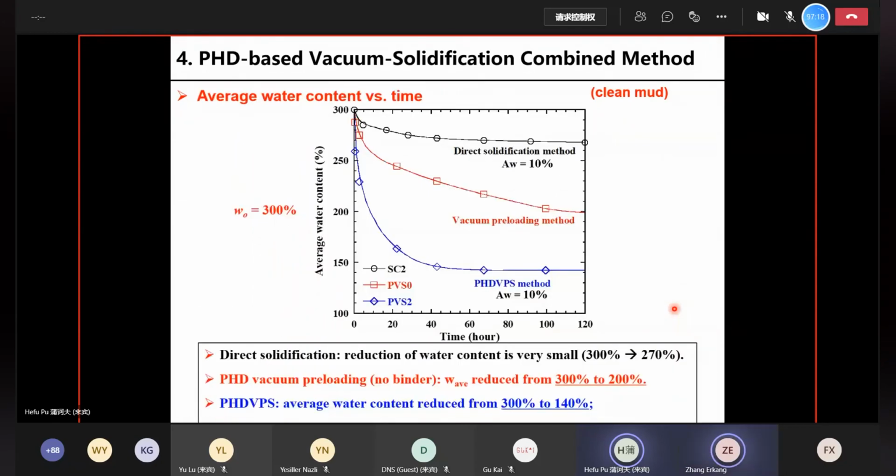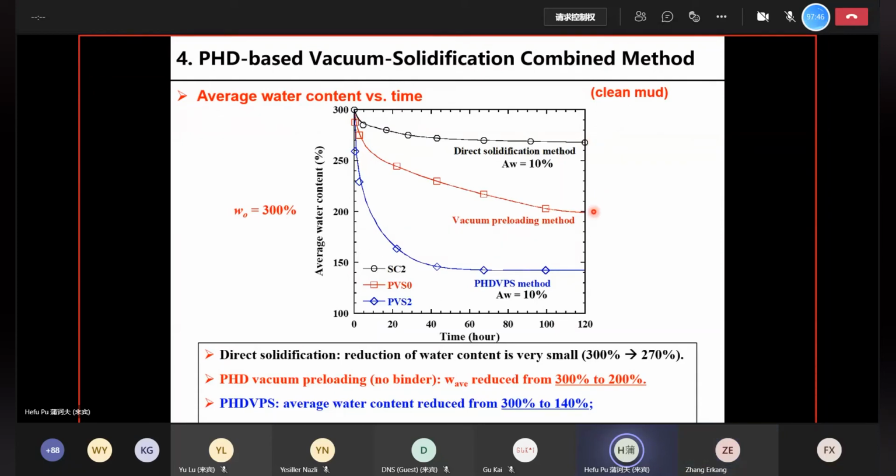So this is average water content versus time for different treatment methods. The black curve on top, that's the direct solidification method. As you can see, the reduction of water content is very small. It went from 300% to 270%. That's because some water is consumed by the cement.